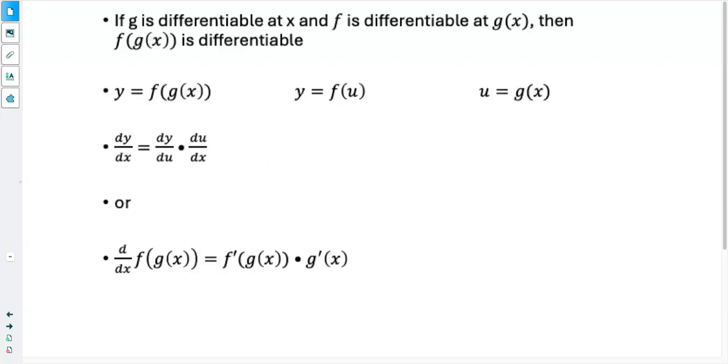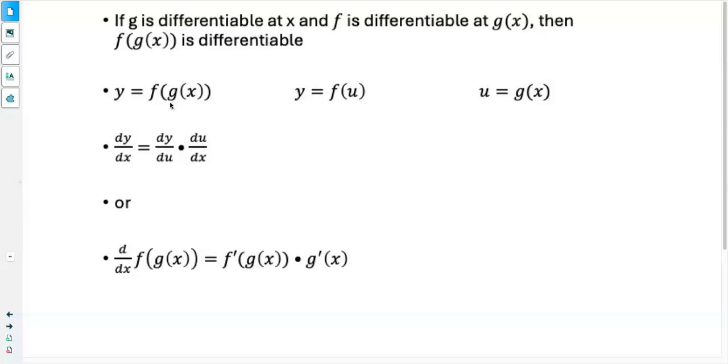Hi, today we are going to look at our chain rule. So if we have a function g that is differentiable at x, and we have another function f which is differentiable at g, then f of g of x is differentiable. So essentially our chain rule deals with composite functions.